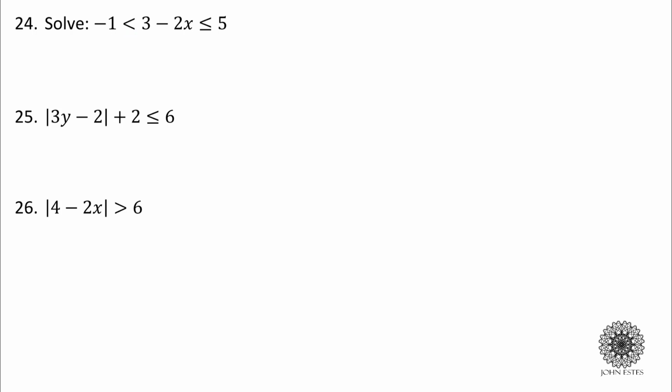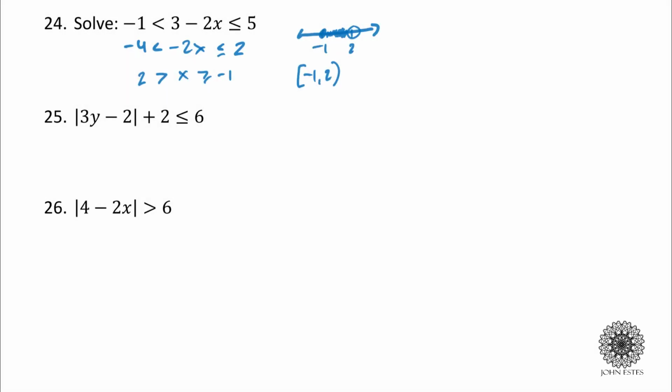I just need to get the x by itself, so I subtract 3 from everything. So I end up with negative 4 less than 2x less than or equal to 2. And then I divide everything by negative 2. Dividing by negative 2 means I need to flip my sign. So negative 4 divided by negative 2, and 2 divided by negative 2. So I end up with this expression.